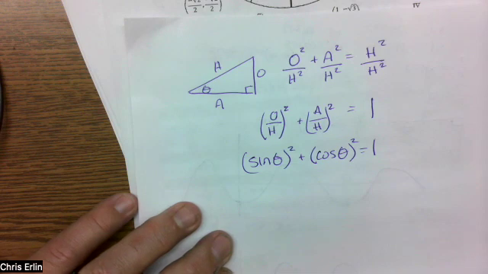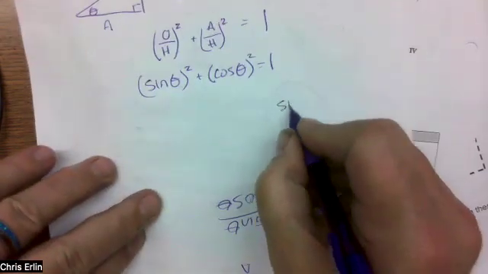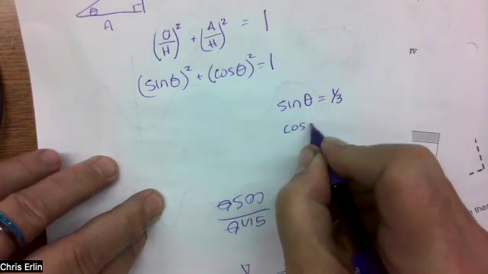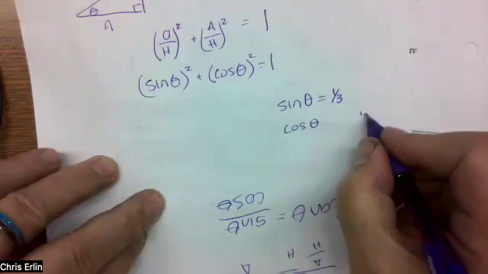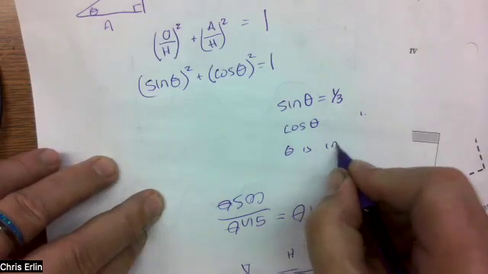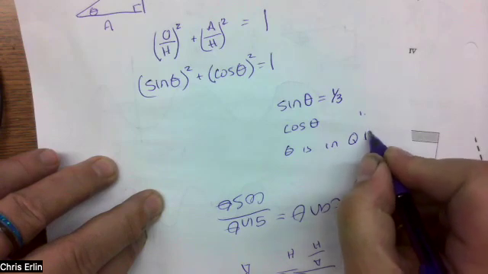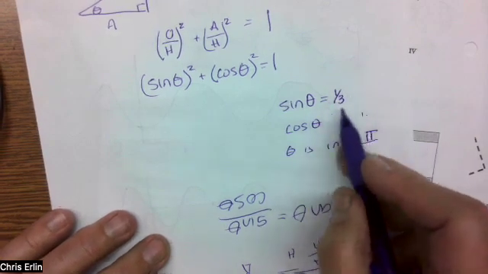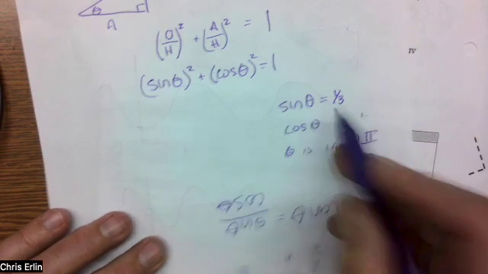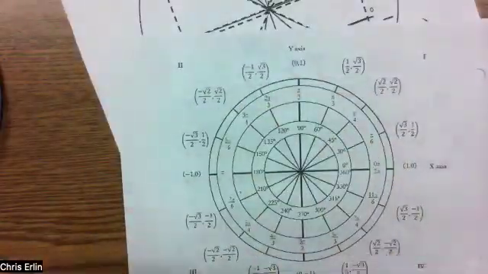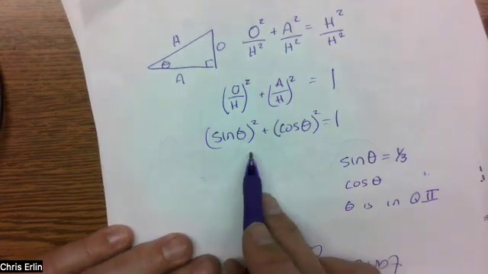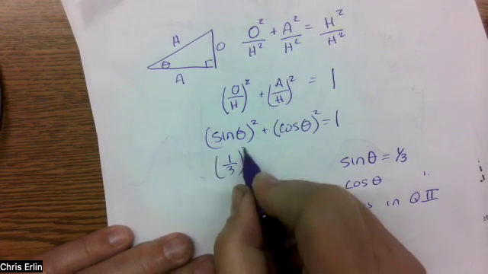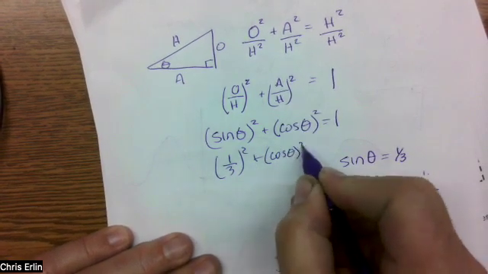It's always true. So, for example, if I told you that the sine of theta was 1/3, and I ask you to find the cosine of theta, and I tell you that theta is in quadrant 2, do you agree that this is not on our unit circle? So I can't look at my unit circle and find where it equals that value. But I can use this. If the sine of theta is 1/3, I can plug that in and say 1/3 squared plus cosine squared equals 1.